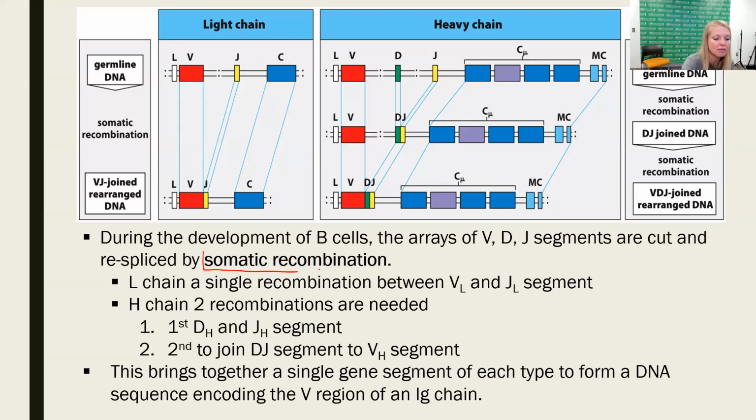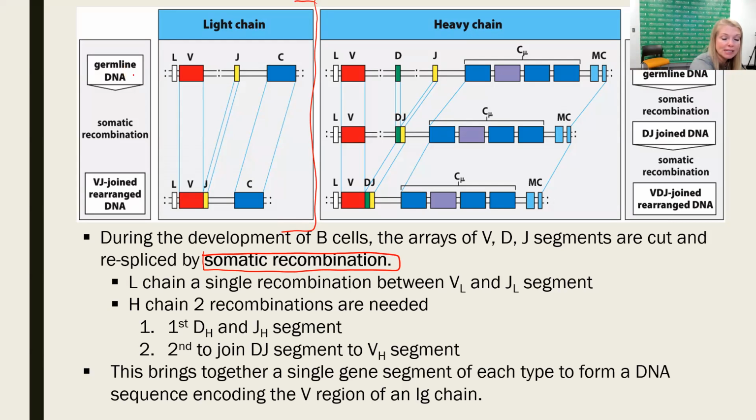So somatic recombination is a big vocabulary term from this chapter. It's the special recombination of these segments to make the variable region, and then eventually bring in the constant region. In the light chain, there's just one set of recombination that occurs, and that's with the variable light and the joining light. So I love this picture because it shows us, let's look at just the light chain right now. So we're on this part of the picture, okay, just on the light chain.